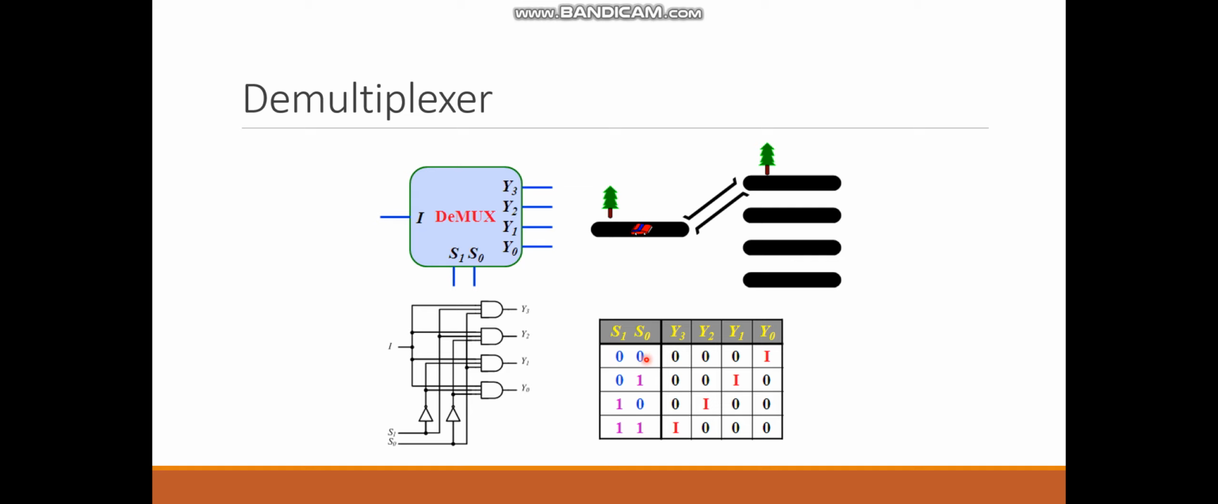So we've got Y0, Y1, Y2, Y3, which are the outputs, and we've got one input. If both S0 and S1 are 0, the I goes to Y0. If 1, I goes to Y1. If 2, 1, 0, I goes to Y2. If 1, 1, which is 3, I goes to Y3. And this is the internal design. It's just like the multiplexer. And that's all about the multiplexers and demultiplexers.